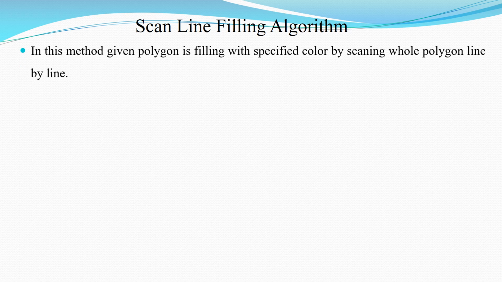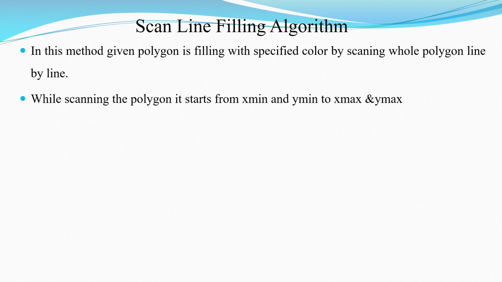So what is a scanline? As the name says, it scans the whole polygon line by line. In this method, the given polygon is filled with a specified color by scanning the whole polygon line by line. While scanning, it starts from x min and y min to x max and y max, which gives the length and height of the polygon.